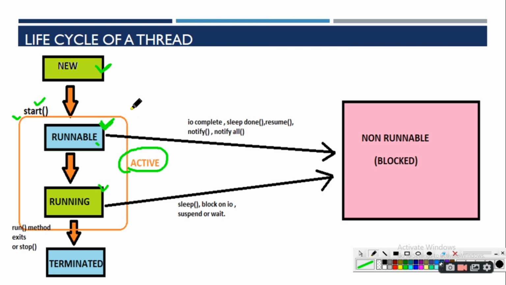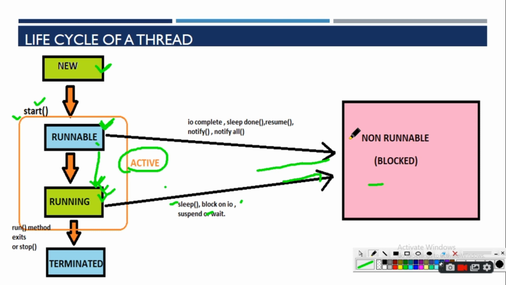Whenever it comes to the running phase, it is doing its task, that is the run method task, here in the running state. And suppose by chance you call sleep, block on input output, or suspend or wait, then the thread will not wait here in the running phase. That thread will move to the blocked state, or you can say the blocked state is a non-runnable state, so that other threads can perform their task in the running state. Now the thread will wait here in the blocked state until you notify it or its time gets finished.